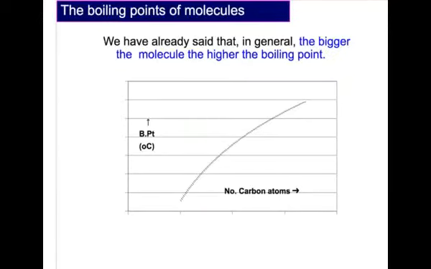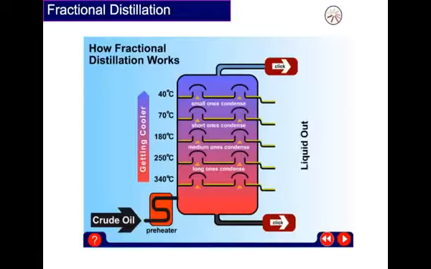We are able to separate these hydrocarbons because we know a very simple fact. We know that the bigger the molecule, the higher the boiling point. That means that smaller hydrocarbons will boil faster, whereas bigger hydrocarbons boil later at higher temperatures. And so that's how fractional distillation works.